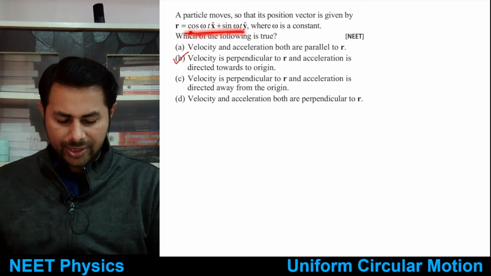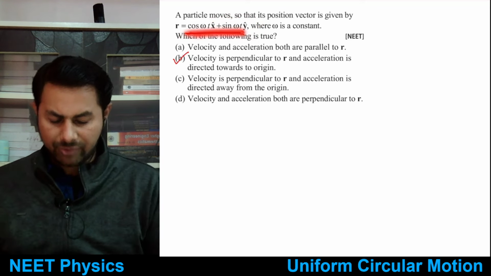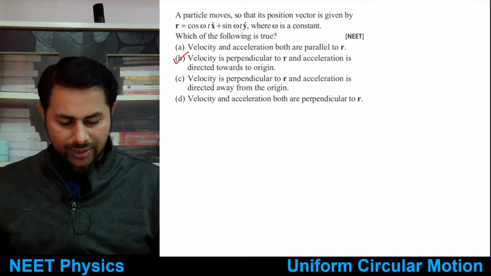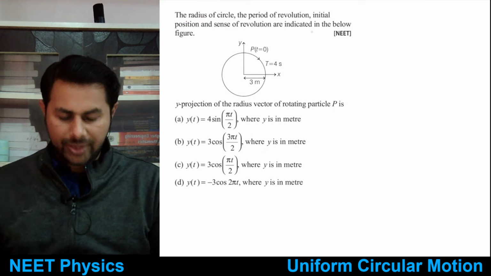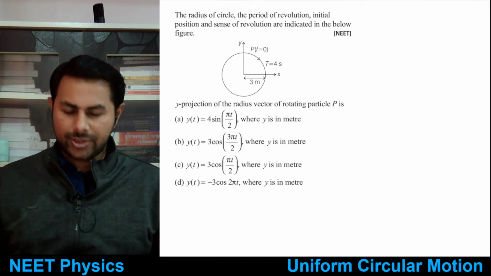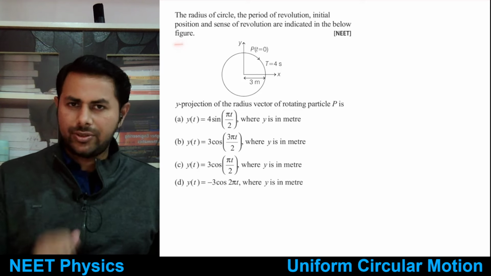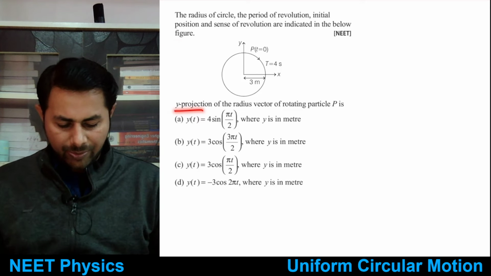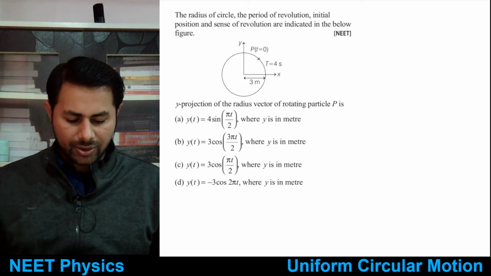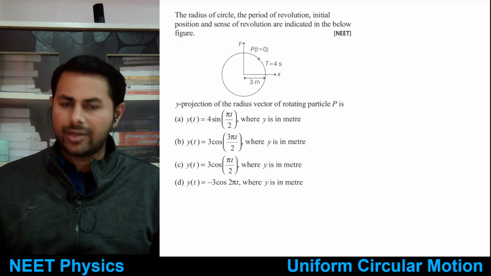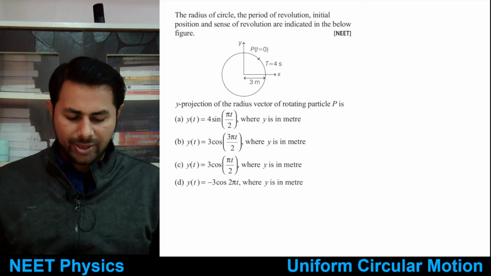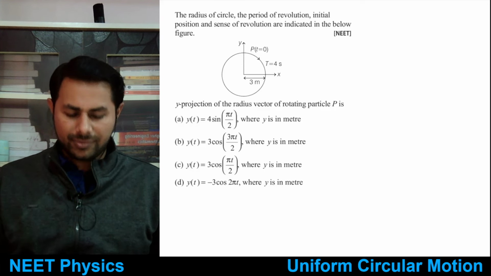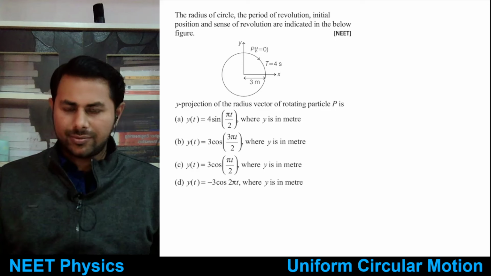So please remember this position vector. All right, let's see the next one. The radius of a circle, the period of revolution, initial position and the sense of the revolution are indicated as shown in this figure. The Y projection of the radius vector of rotating particle P is, Y projection means Y component. Tell me, anyone?